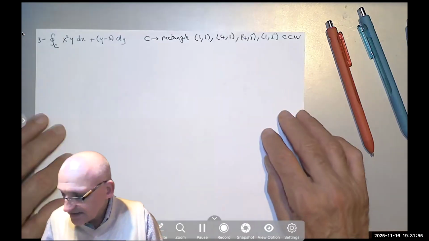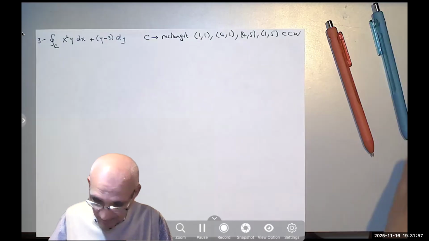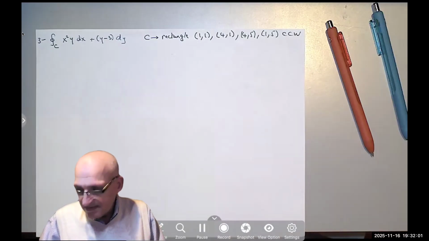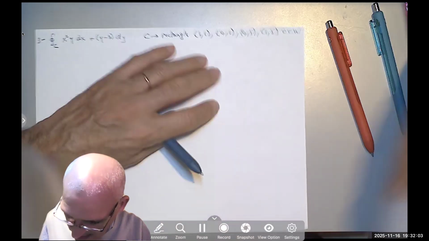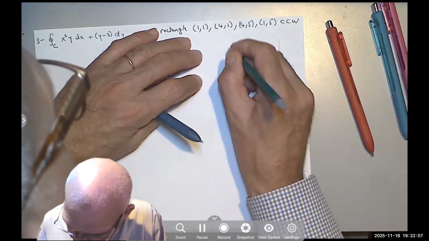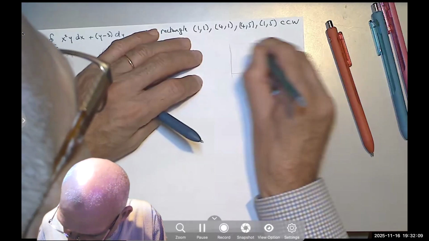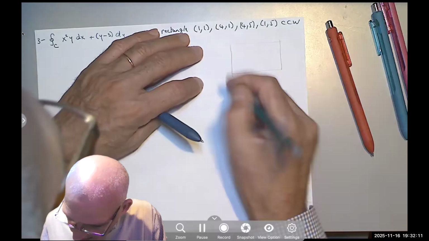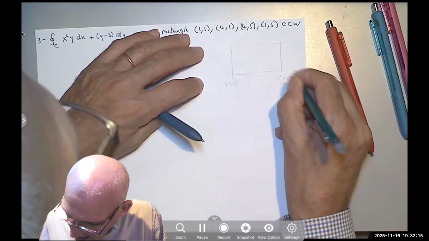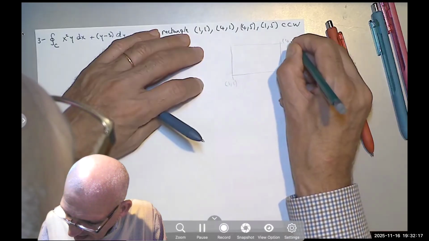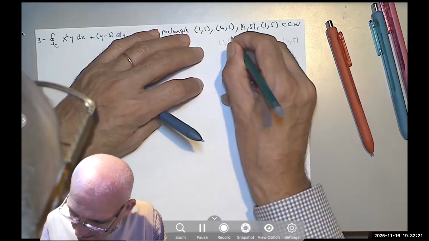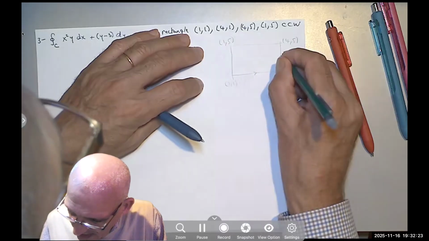Okay, that's the third and last one. Here we have a rectangle. And this rectangle, it says, okay, so let's do it. And we say this is 1, 1. This is 4, 1. This is 4, 5. And this is 1, 5. And they tell you it's counterclockwise.